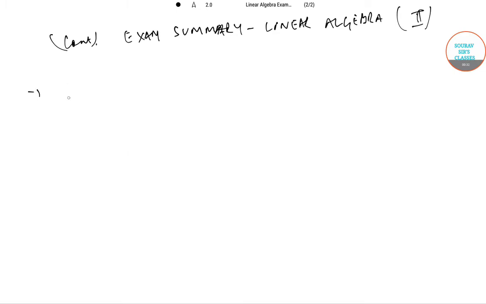So we'll start with algebraic multiplicity of an eigenvalue.